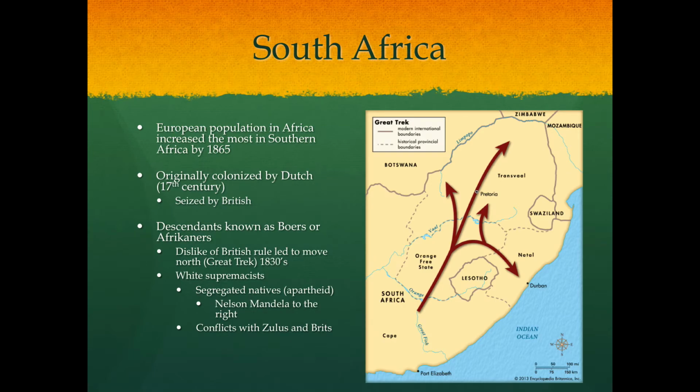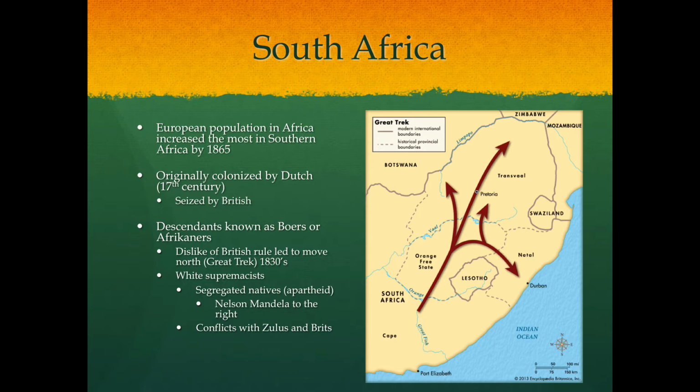Now, in South Africa, this was the area where most of the Europeans actually moved. Now, there had been Europeans in the 17th century there known as the Boers that were Dutch descendants, and they were also known as the Afrikaners as well. And eventually the British began to move into this area and controlled it later on in the early 1800s.